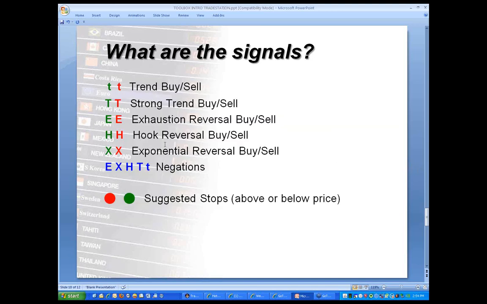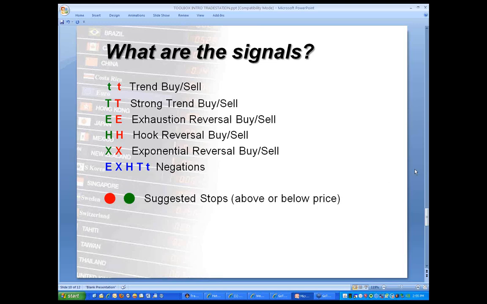Here are the signals: trend buy, strong trend buy, and the 3 reversals are color coordinated. A small t is either a trend buy or sell. Red, of course, is sell. Green is buy. Exhaustion, hook reversal, exponential, pretty self-explanatory there. The negations are a color change. If you see the same signal that's blue, flat blue across the screen, that means that the previous signal is negated. Also, this Toolbox will produce suggested stops if you're interested in using those.